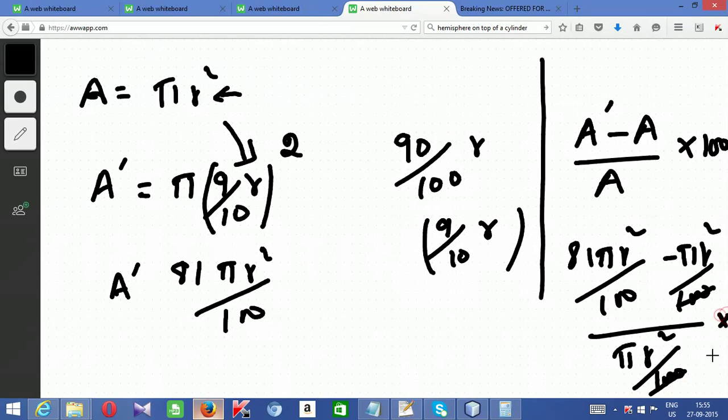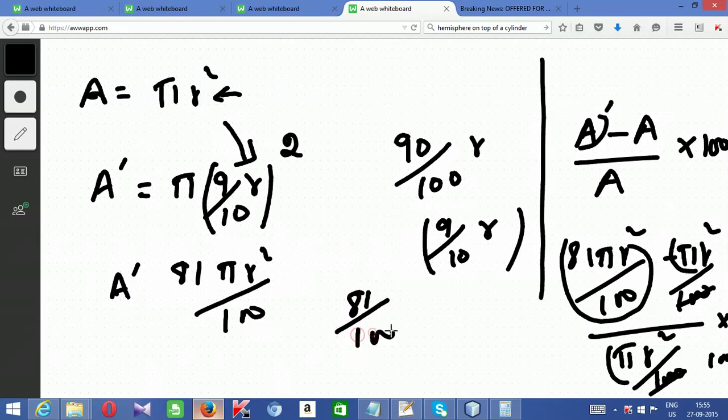Into 100 actually, this one. So this is into 100 for this. So A dash is 81 pi r square by 100, A is pi r square and this A is pi r square. When you take pi r square commonly outside, things will get cancelled, right? So 81 by 100 minus 1 you will find.